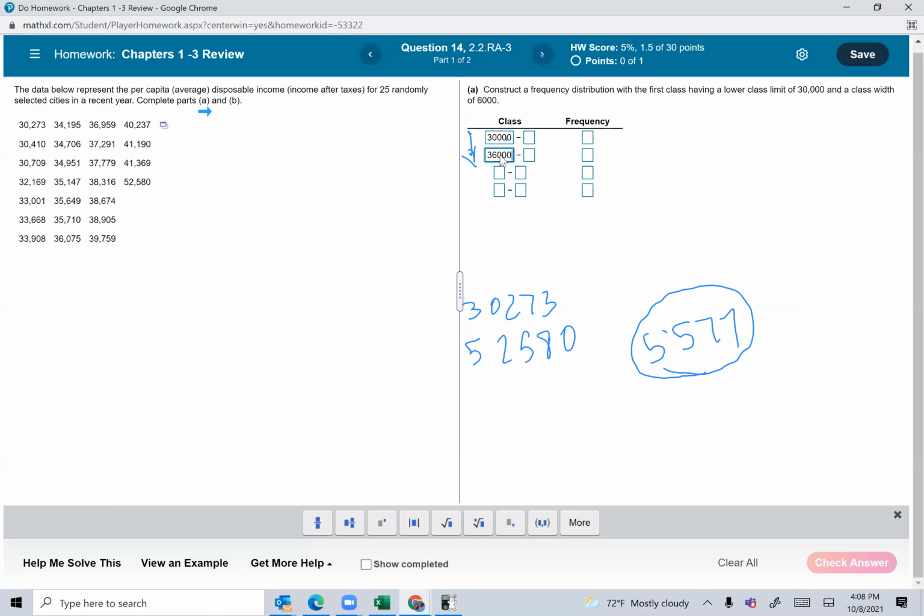That will be 36,000. And this one will be what, guys? 42,000. And this one will be what? 48,000. And can someone guess what the value here is going to be? Remember, there shouldn't be any overlap between those two values. 35,999. You got it.